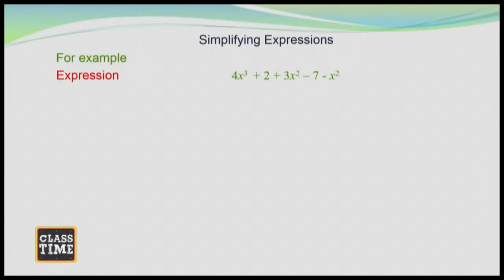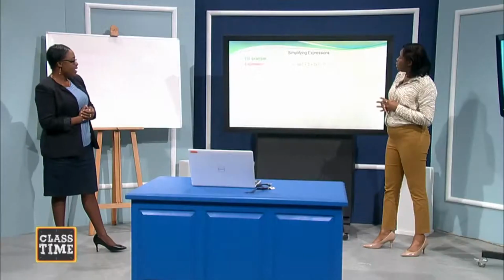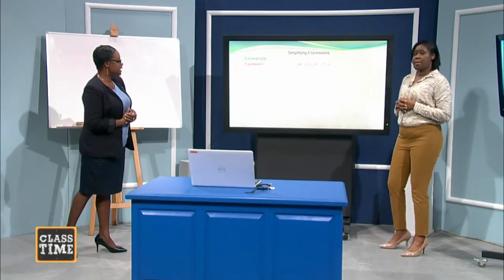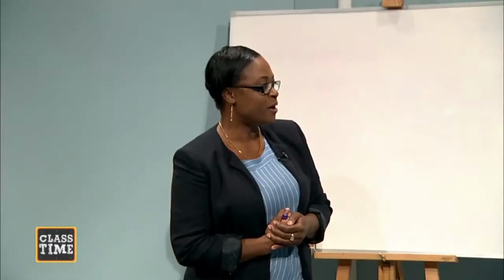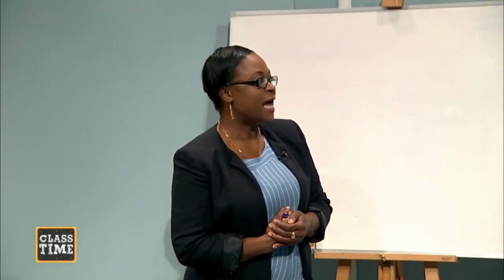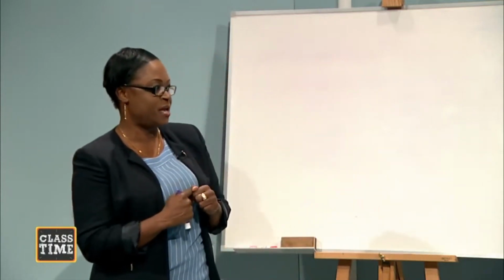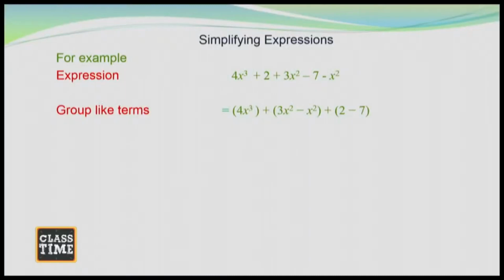Now here we have another expression: 4x cubed added to 2, added to 3x squared, subtracting 7 and subtracting x squared, to simplify. Now, what do we need to do? Do you see any like terms in here, Miss Bailey? I am seeing like terms. I'm seeing variable x squared, x squared. So there are 3x squared and x squared. Those would be the like terms for me. Also, the constants, 2 and negative 7. So we have grouped those as the terms that I see as being like terms.